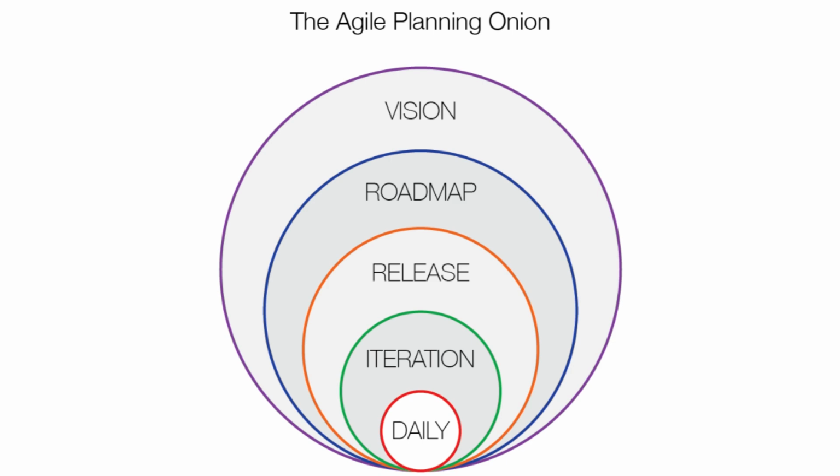Now, with this image in mind, which we call the agile planning onion, you can see a roadmap or a vision of what you need to do. You see your daily iteration, release roadmap, and vision. Now, note that these are the processes in agile product management. We have the strategy, experiment, test, validation, and repeat. Using the agile planning onion in mind.